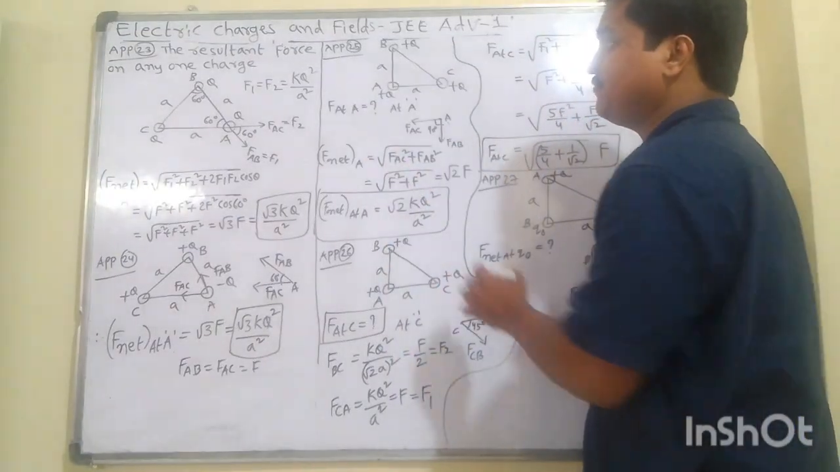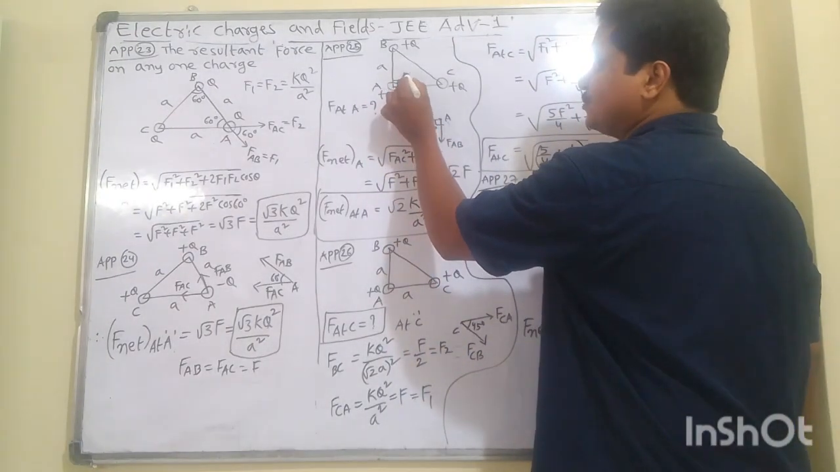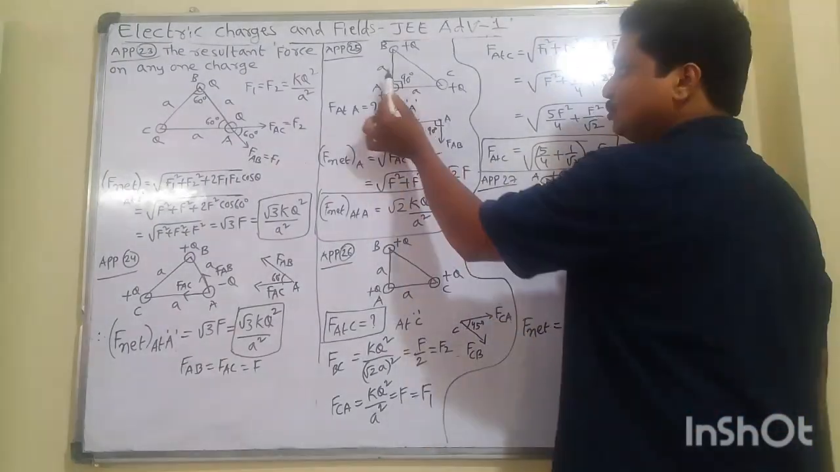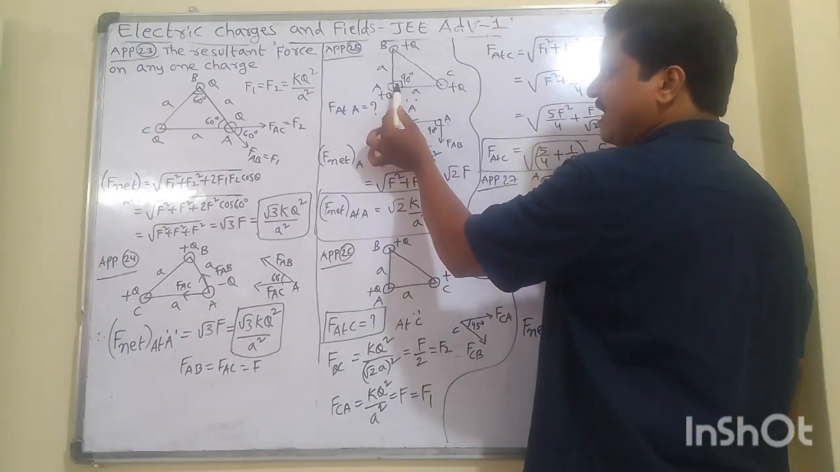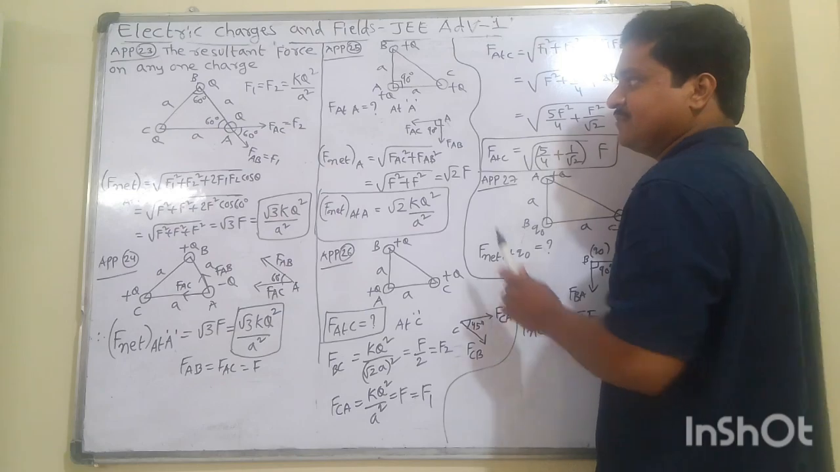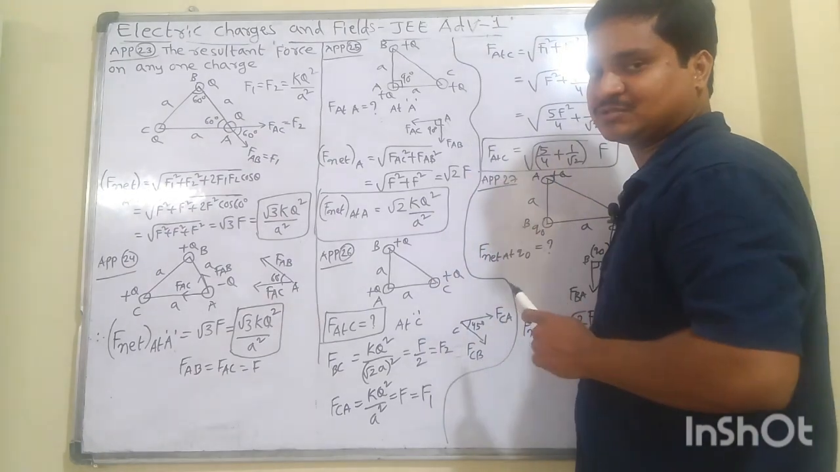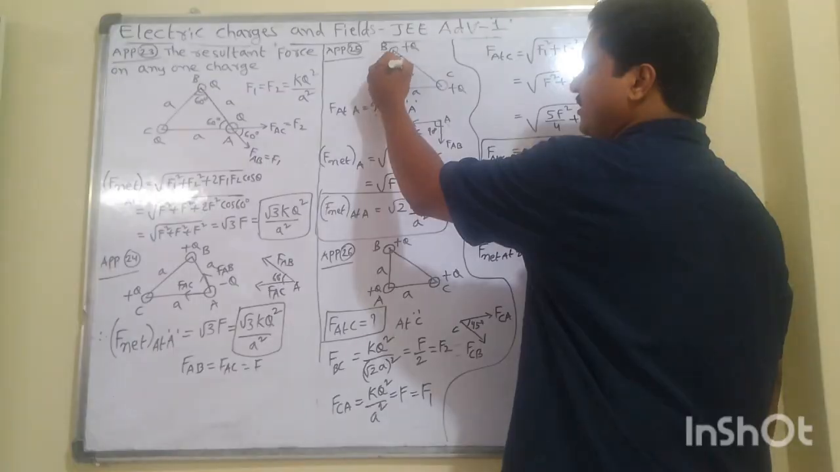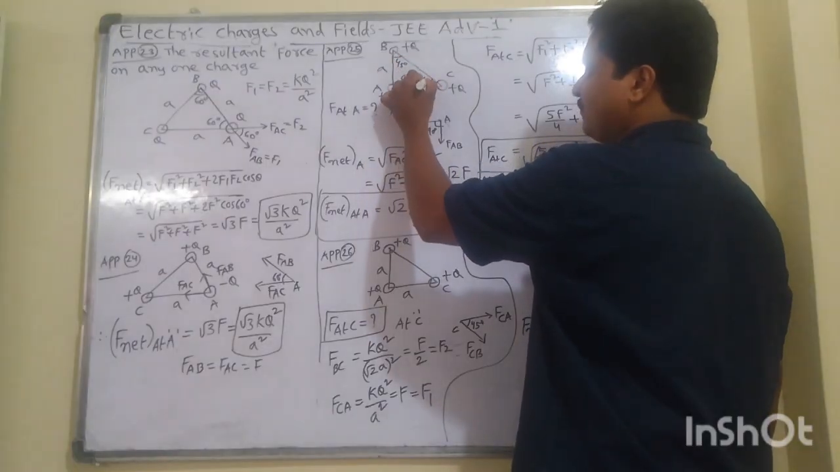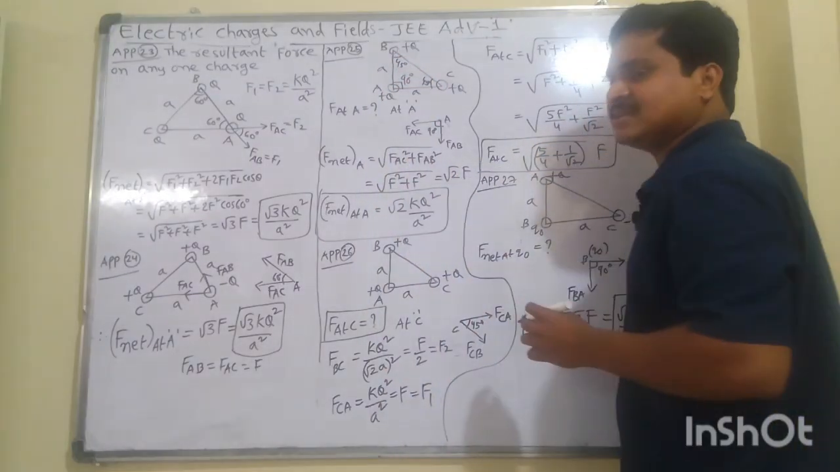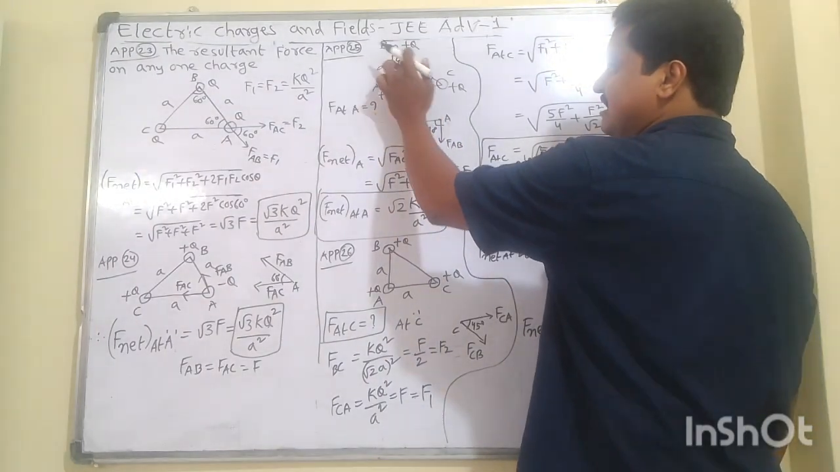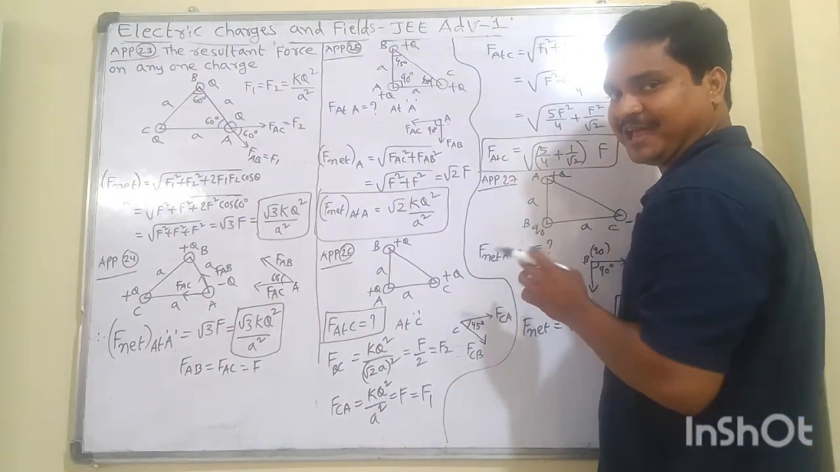Coming to application 25. I am taking here an isosceles right angle triangle. Nothing but two sides are equal and the triangle has an angle of 90 degrees. So here these two angles will be 45 degrees, and this angle will be 45 degrees. Why? Because in any triangle the sum of the three angles equals 180, and equal sides have equal opposite angles according to triangle properties.